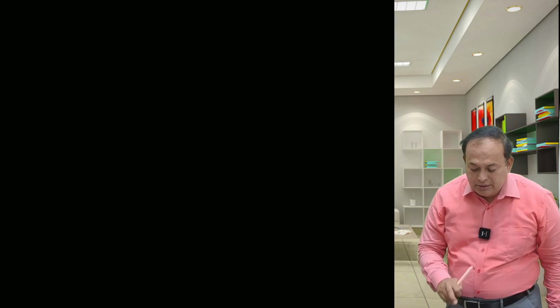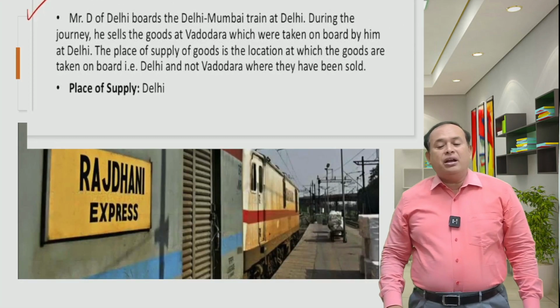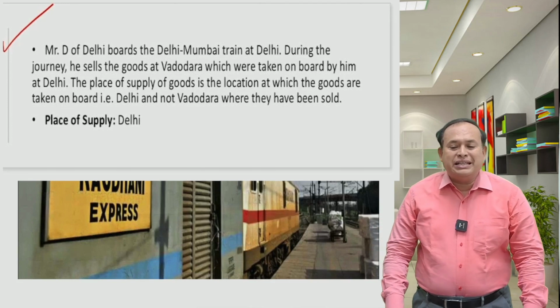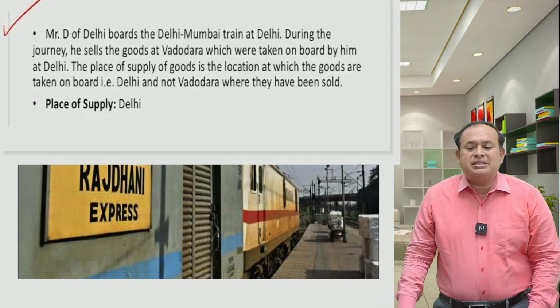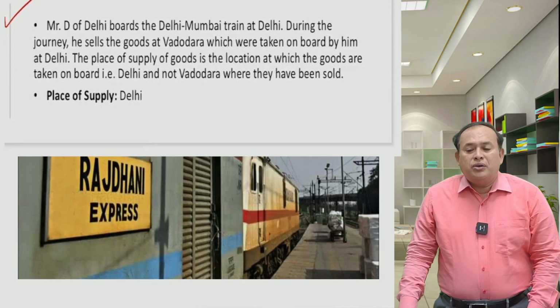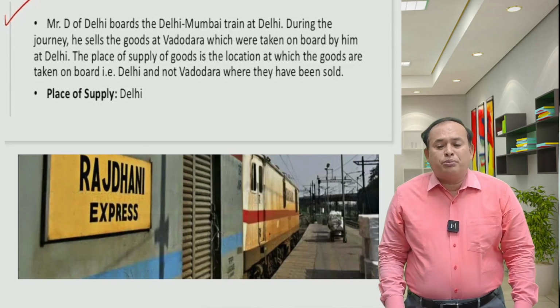How to understand this? With the example here: Mr. D of Delhi boards the Delhi-Mumbai train at Delhi. During the journey, he sells the goods at Vadodara, which were taken on board by him at Delhi.